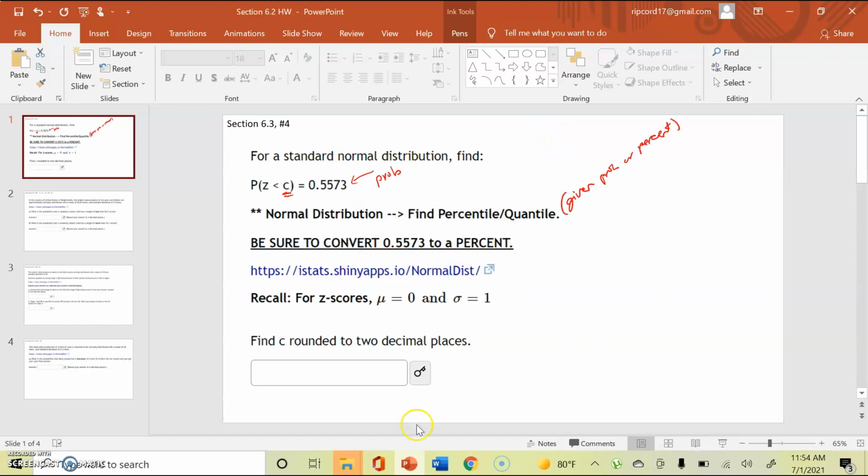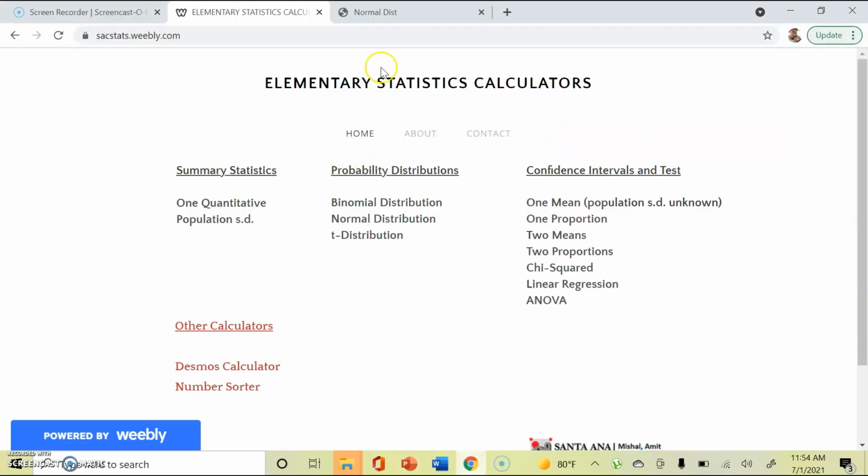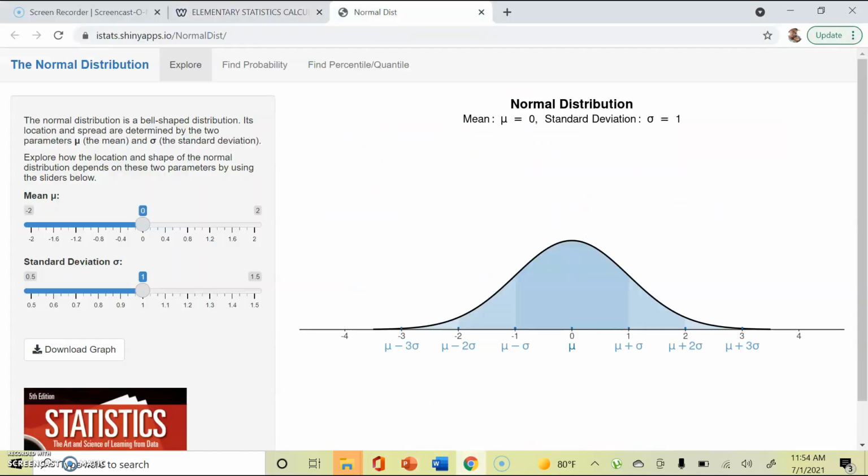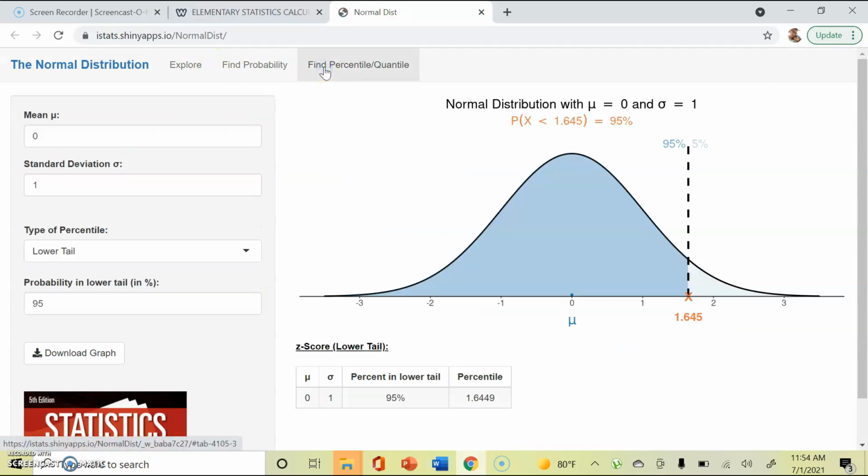We're going to go to our calculators page, and we're going to click on the distribution, and then here we're going to click on Find Percentile Quantile. Because we have a z-score, the mean is going to be 0 and the standard deviation is going to be 1. Once again, for any z-score, the mean is 0, standard deviation is 1.